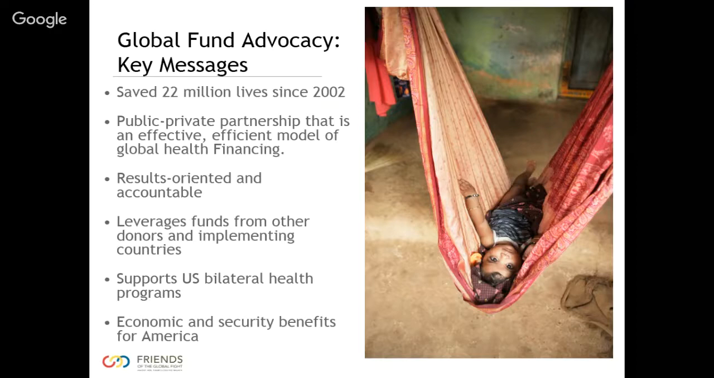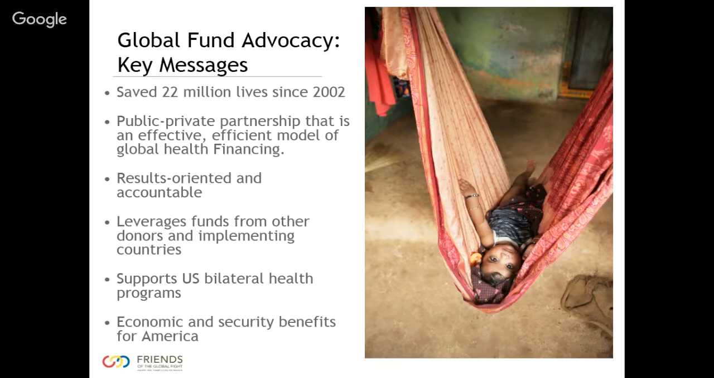It also supports the success of the U.S. bilateral global health programs. The U.S. bilateral programs such as PEPFAR, the President's Malaria Initiative, and USAID's TB programs work with the Global Fund to reinforce each other's work across the globe. They work hand in hand to avoid duplication, increase transparency, and financial efficiency, and they also scale up innovative programs.